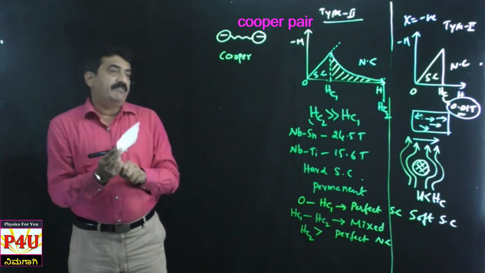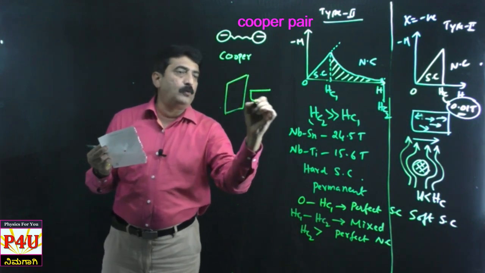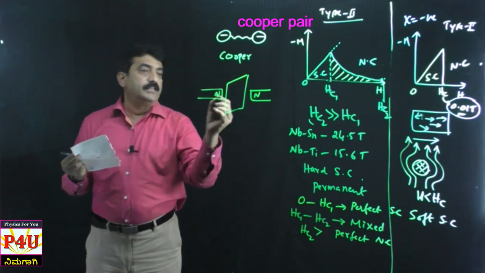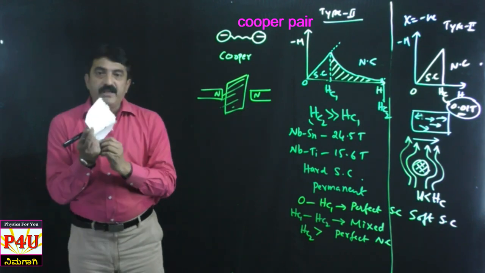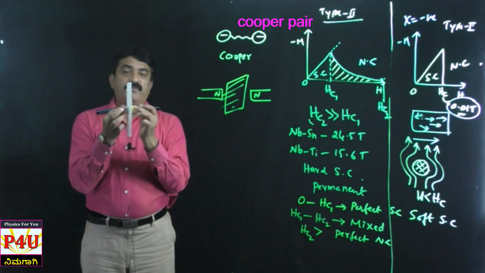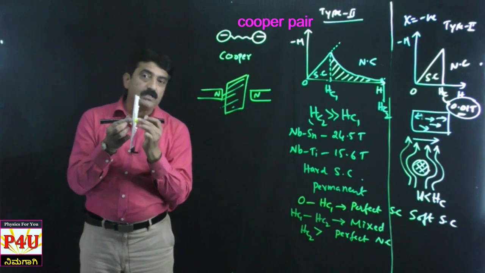So I have a sheet of iron over here. From this side, I bring North Pole of the bar magnet. From this side also, I bring North Pole of the magnet. They both will get stuck to the iron sheet, not from the same side, but from the opposite side. Now, if I move this one, this also will move. If I move that one, this also will move.